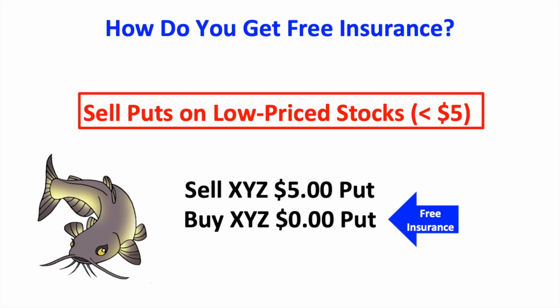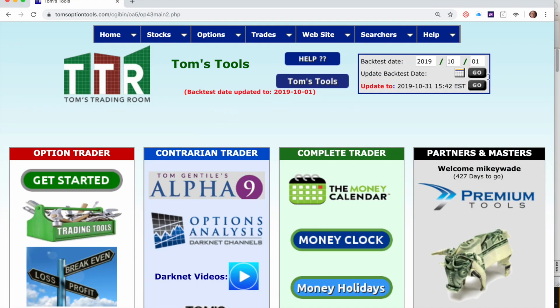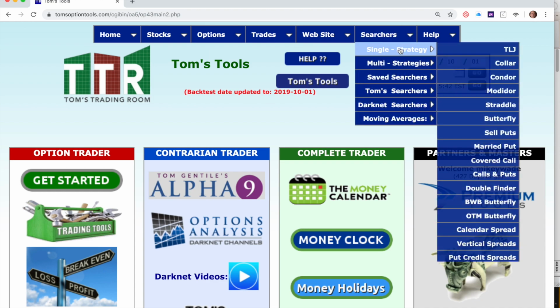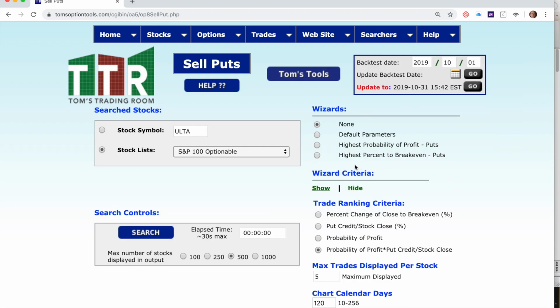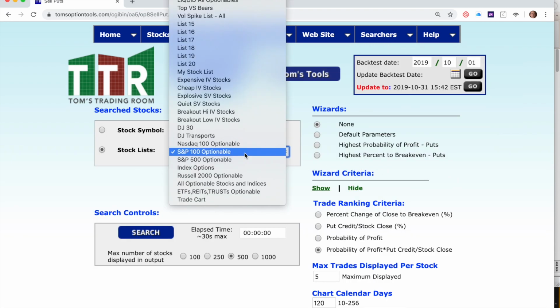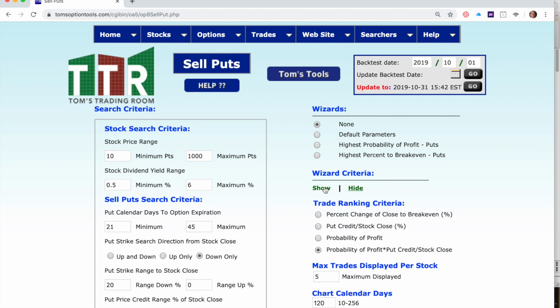The question is, how do you find them? Fortunately, Tom has an awesome ranker. First off, notice I'm back tested to October the 1st, 2019. So let's just go out and start searching. I'm going to go to Searchers, Single Strategy, Sell Puts. This is the only ranker we'll need. First thing you want to do is set your stock list to all optionable stocks and indices, the entire universe of stuff that has options. I don't care what it is, whether it's a stock, an index, or an ETF. We want it. Click the Show Wizard criteria. And here's where we're going to select our bottom feeders.